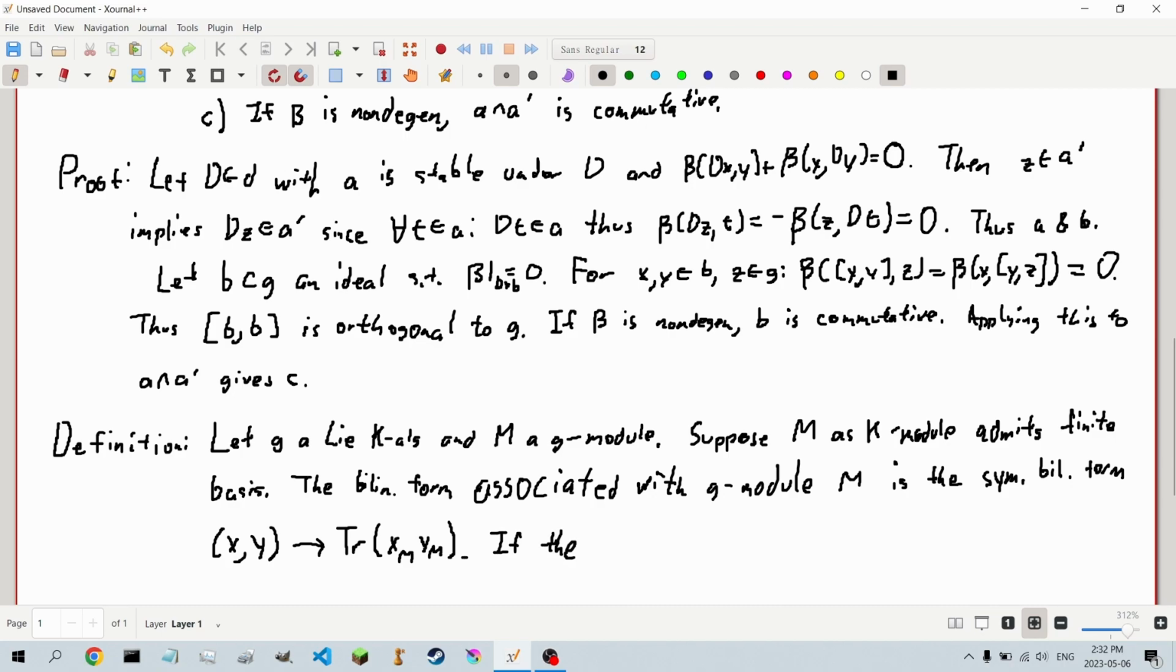If the representation in question of X and Y on M is the adjoint, so this is essentially the product of the adjoint representations. You can think of that as matrices, since the target of the representation has a finite basis, we can write it as a matrix. Then this is called the killing form.